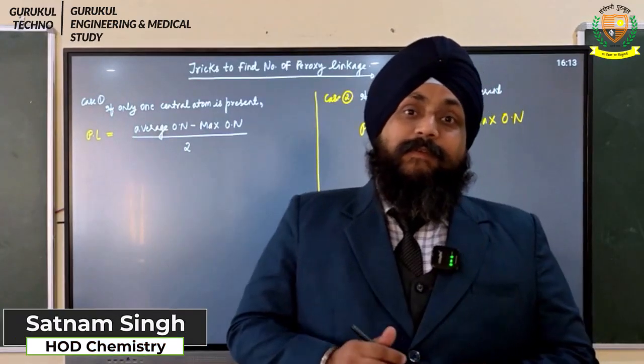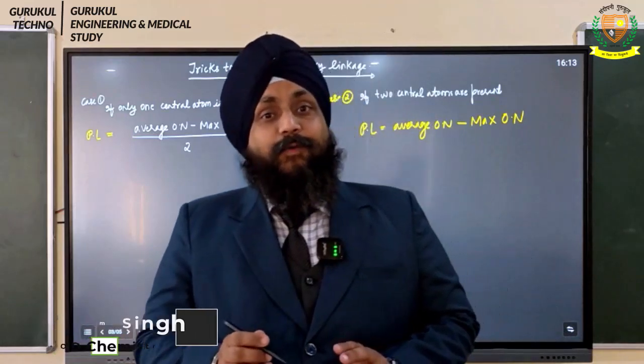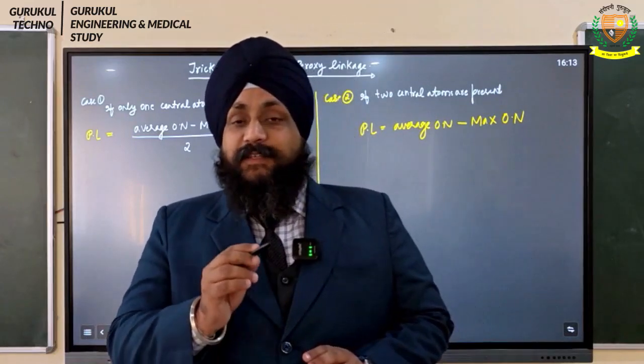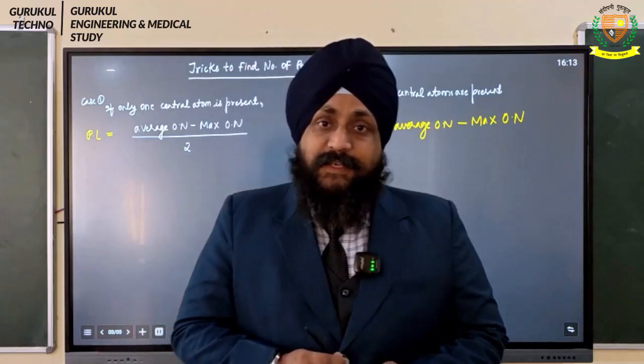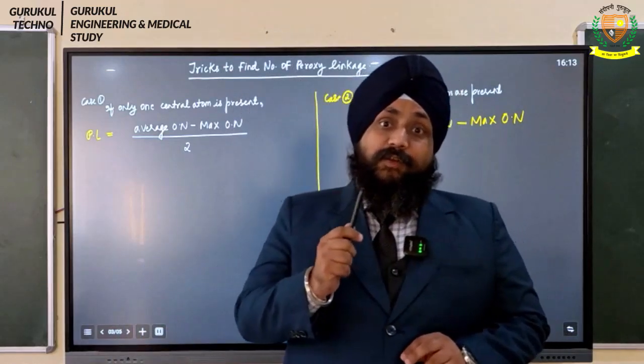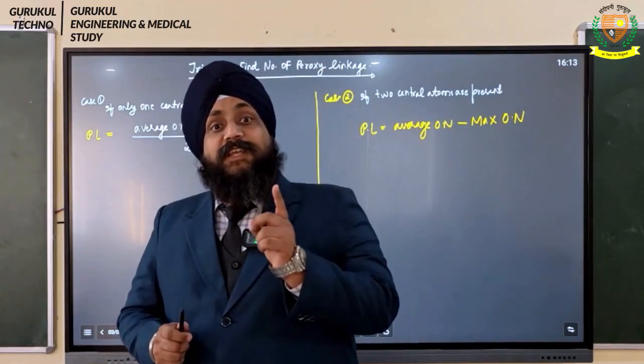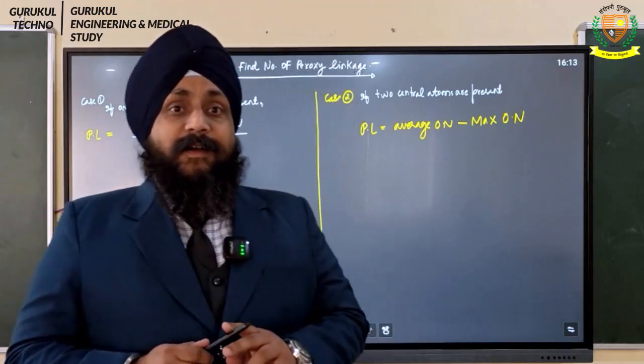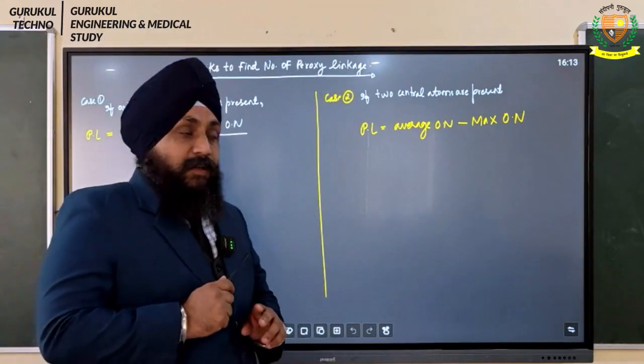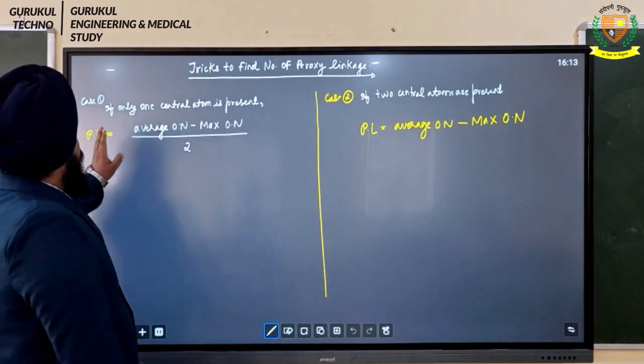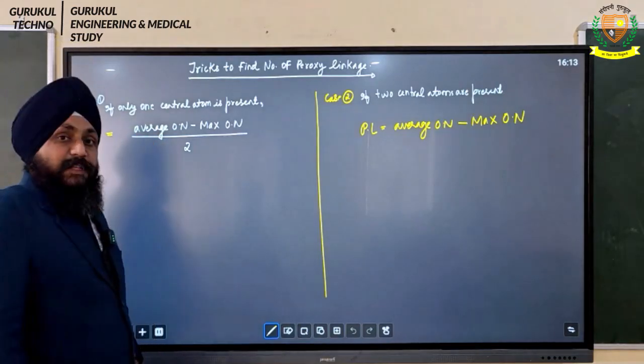Students, today we will be learning how to find out the number of peroxy linkages present in a given structure. We will be learning the trick to find out the number of peroxy linkages present in a particular structure. Here we have written: if only one central atom is present.